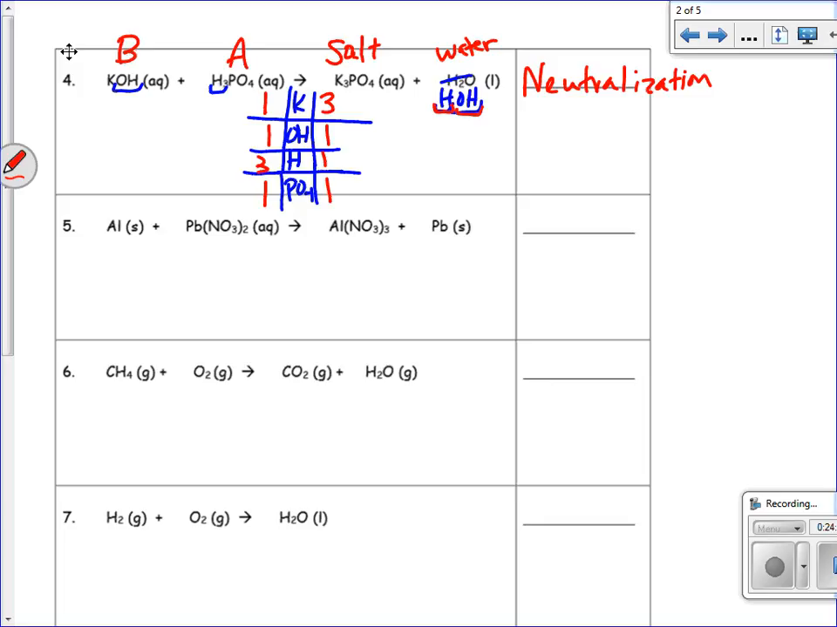Now, let's fix. What do we want to fix first, the Ks or the H's? We can fix both, but which one do you want to start with? Let's fix the Ks first, sure. So what do I put over here to make my reactants have 3? Put a 3 up here, good. So that changes the Ks to a 3. But what does that do to my OHs? It does make it have 3.